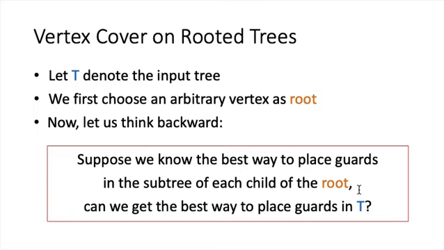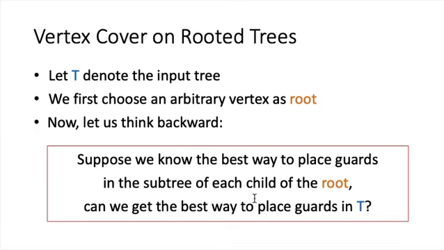Let's ask this question. Suppose that we know the best way to place guards in the subtree of each child of the root. We want to determine how to place guards in the whole tree. We don't have information on how to place guards in the whole tree yet, but instead we have somehow knowledge of how to do the best in a smaller subproblem.